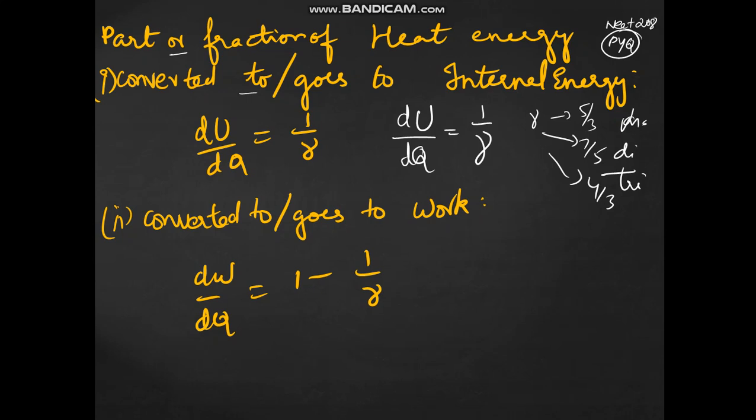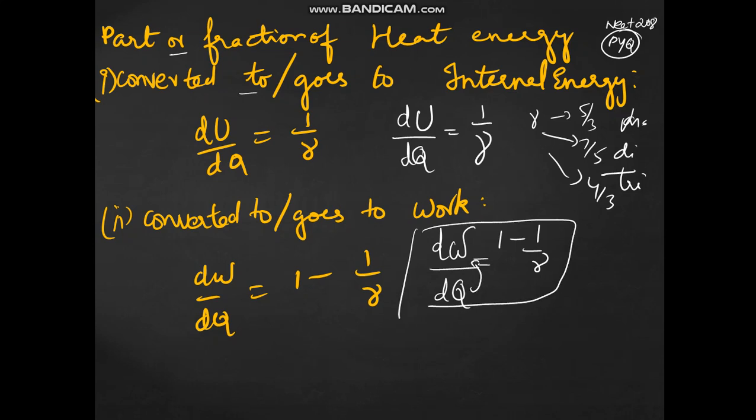Next, what part of heat energy goes to the work? It is 1 minus 1 by gamma. This part of heat energy goes to work. So the part of heat energy which goes to internal energy is 1 by gamma, and the part of heat energy which goes to work is 1 minus 1 by gamma. You substitute the gamma value based on whether the gas is monoatomic, diatomic or triatomic.